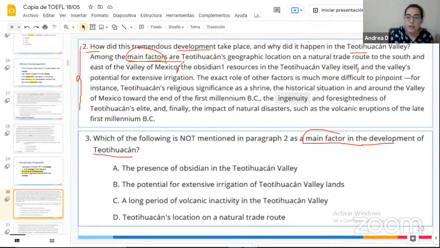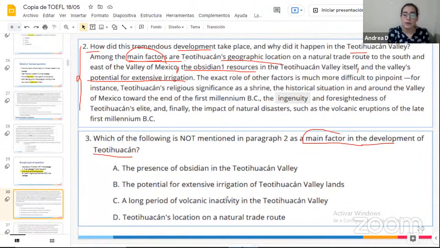So among the main factors are Teotihuacan's geographic location, that's one. The obsidian resources in the Teotihuacan Valley itself, that's two. And we have three, the valley's potential for extensive irrigation. That's four. Okay, so we have a list of four things here. So everything you guys need to do to answer the question is go one by one through them and figure out what's missing. So geographic location.